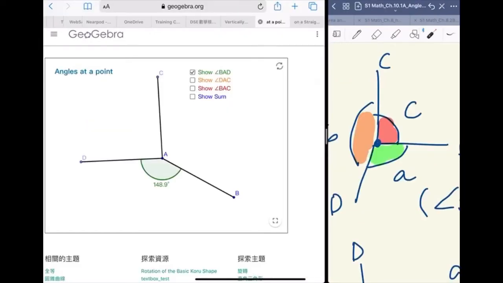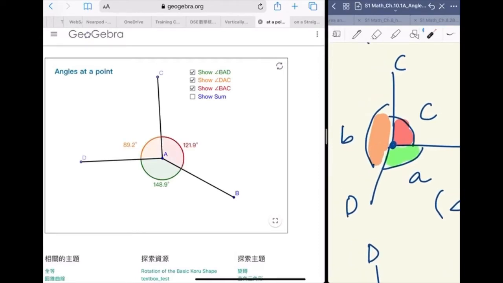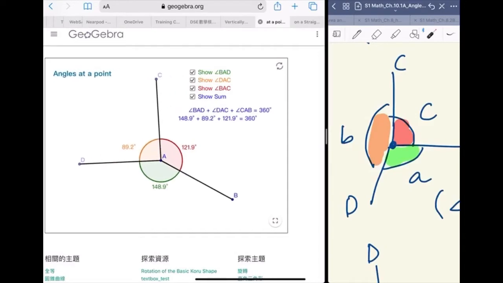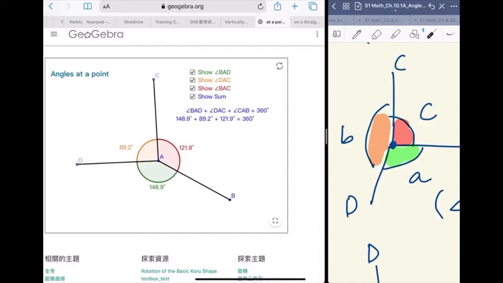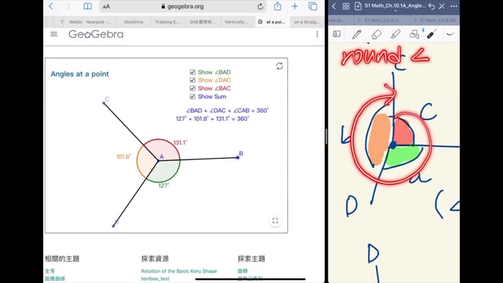First one, A is 148.9 degrees. Second one, B is 89.2. Last one is 121.9, the three angles. Let's see the sum of it. Add them together, equal to 360 degrees. If I change to another one, whatever angles I have, the sum of them is always equal to 360 degrees, just like a round angle. You still remember the round angle is equal to 360 degrees.